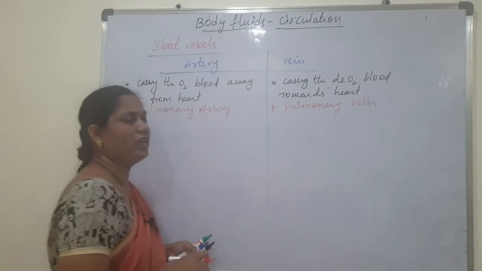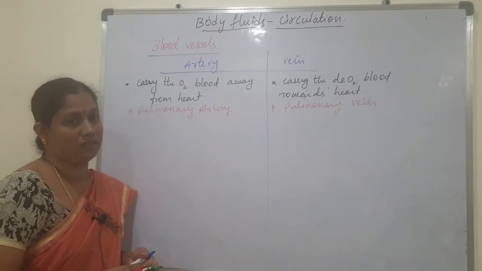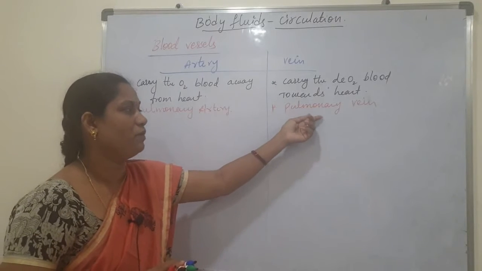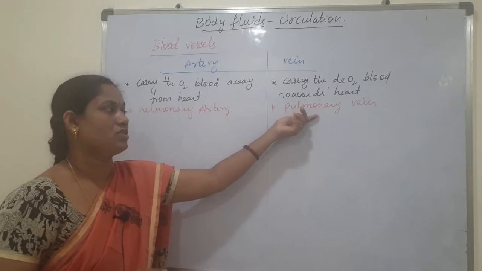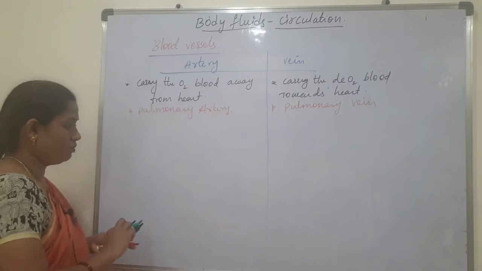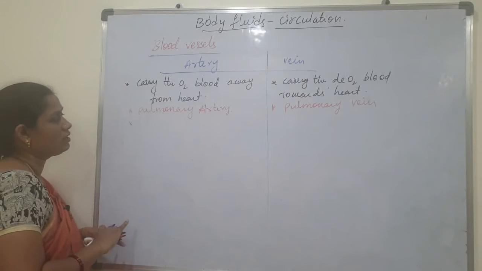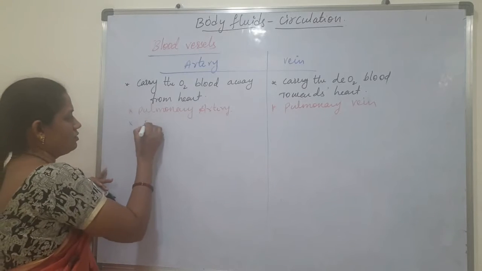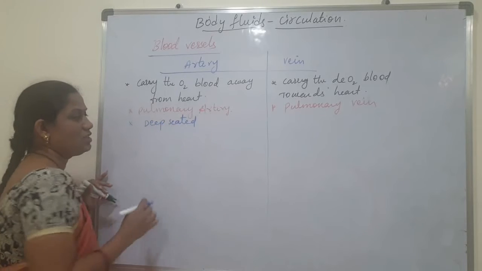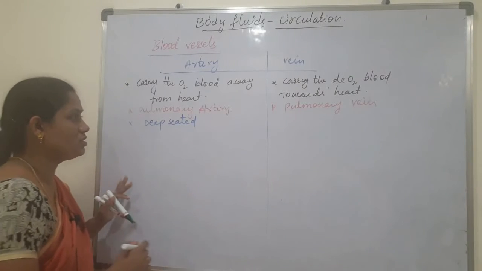So the pulmonary vein carries the oxygenated blood from the lungs to the heart. That's the exception: only the pulmonary vein carries oxygenated blood, and all the remaining veins carry deoxygenated blood. Next point: arteries are mainly deep seated, which means they are generally present in the inner parts of the body.